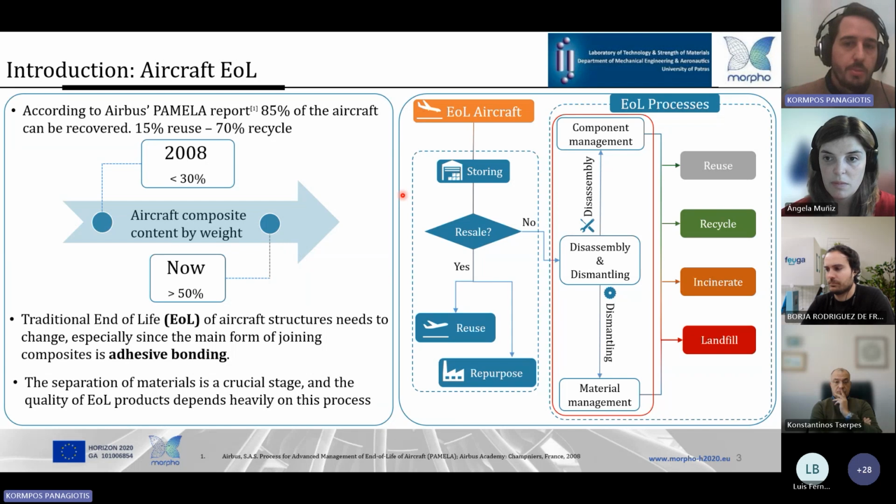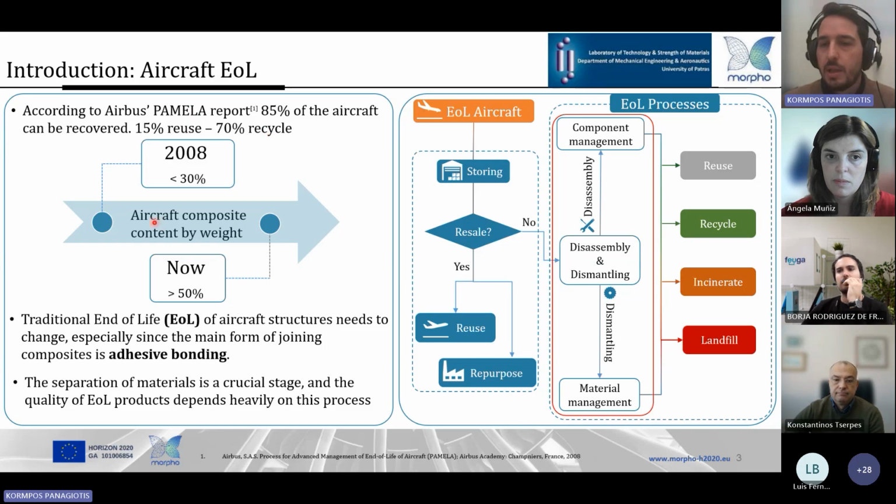So according to Airbus's Pamela report, 85% of the materials from aircraft nearing their end of life in 2008 could be recovered, and specifically 15% of those materials could be reused, while 70% could be recycled. However, composite materials now make up more than 50% of the total weight of the modern aircraft, which poses a challenge, and the traditional end of life of aircraft structures needs to change, especially since the main form of joining composites is adhesive bonding.